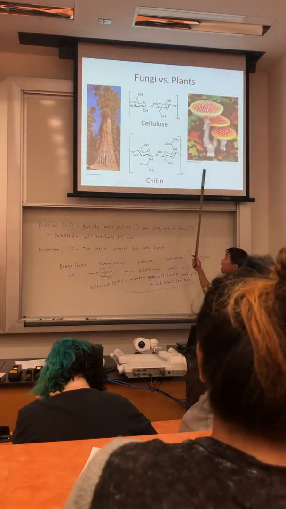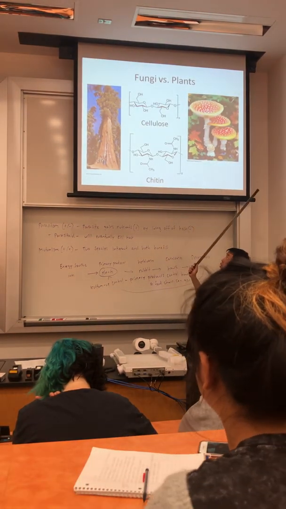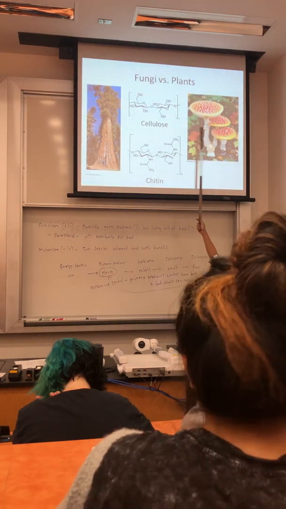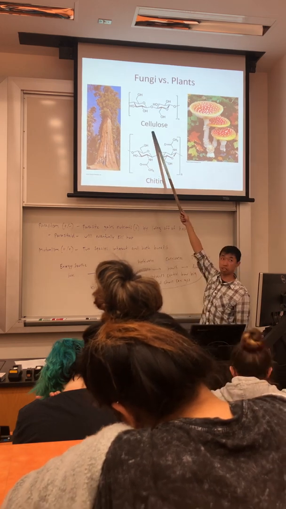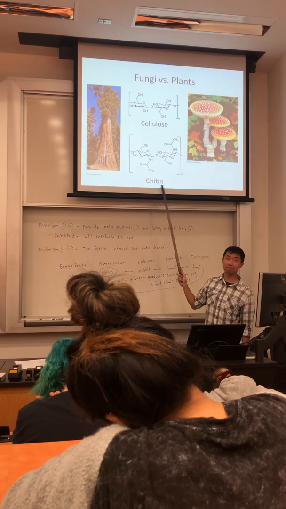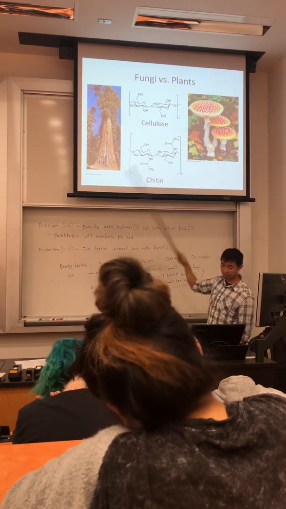Autotrophs, whereas fungi are chemoheterotrophs, and they are also absorptive heterotrophs. So that's one difference. And also know that plant cell walls are made of cellulose, whereas fungi cell walls are made of chitin. Right? So I would know this slide.